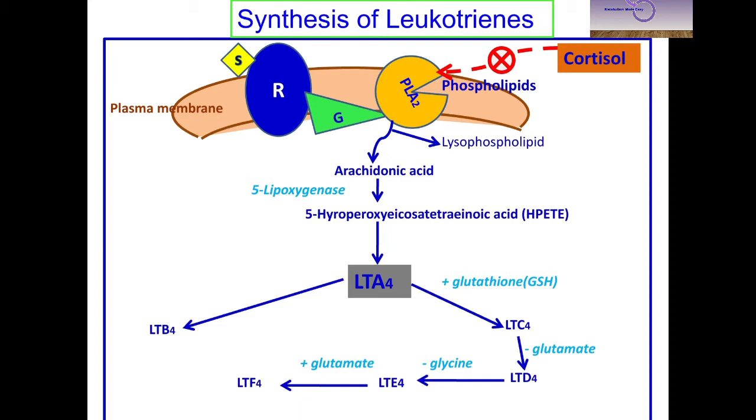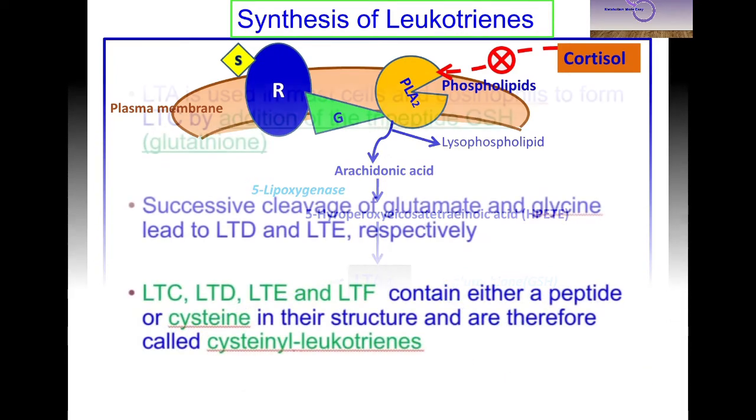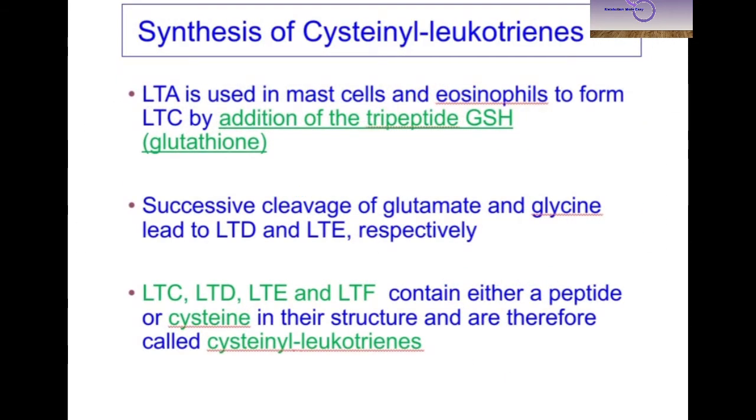So just quickly here again, LTA is the intermediate, LTB4, and here are all the cysteinyl leukotrienes. These leukotrienes are made by the addition first of glutathione, and then you can remove parts of this tripeptide to form LTE4, LTF4. Anyway, all of these from LTC4 down are the bioactive leukotrienes, and they are referred to as the cysteinyl leukotrienes.